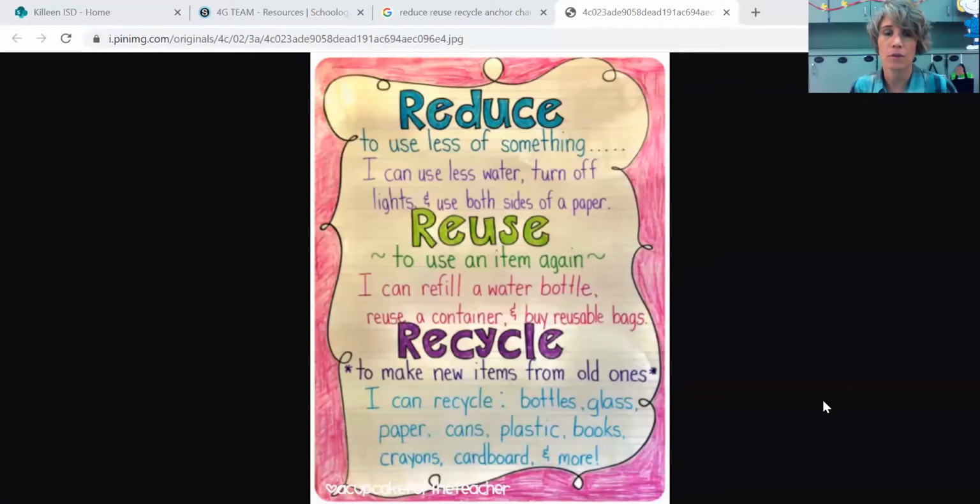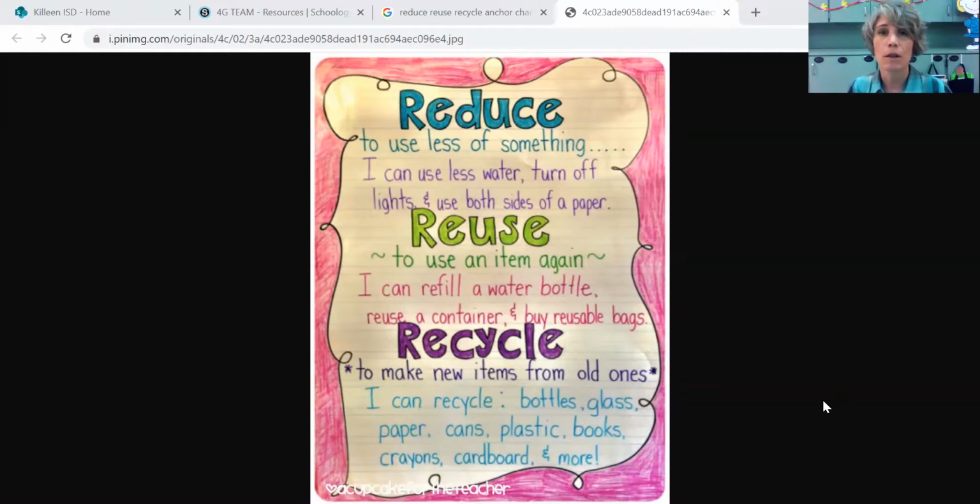So reduce means to use less of something. I can use less water. You can use less water by turning the water off when you're brushing your teeth or taking shorter showers. You can turn off the lights every time you leave the room to make sure you use less electricity. And instead of putting one math problem on the page of paper and throwing it away, which I've seen students do, you could put 20 problems on it, 10 on one side, 10 on the other side, and use both sides. So instead of using many pieces of paper, you're just using one.